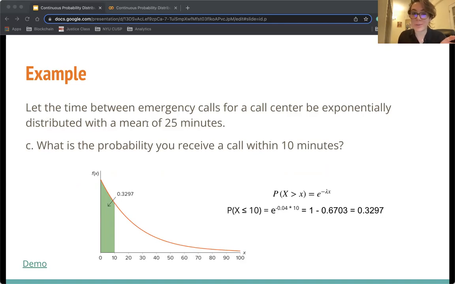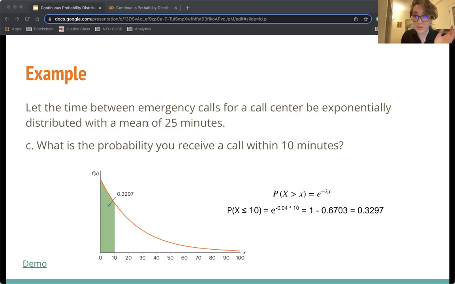By plugging in the numbers for our calculation in the area to the right of the curve, we have the probability that you get a call after 10 minutes, which is 0.6703. But in this case, you want to subtract that from 1 because we want everything below this 10-minute mark. And the probability would leave us with just about a 30% chance.